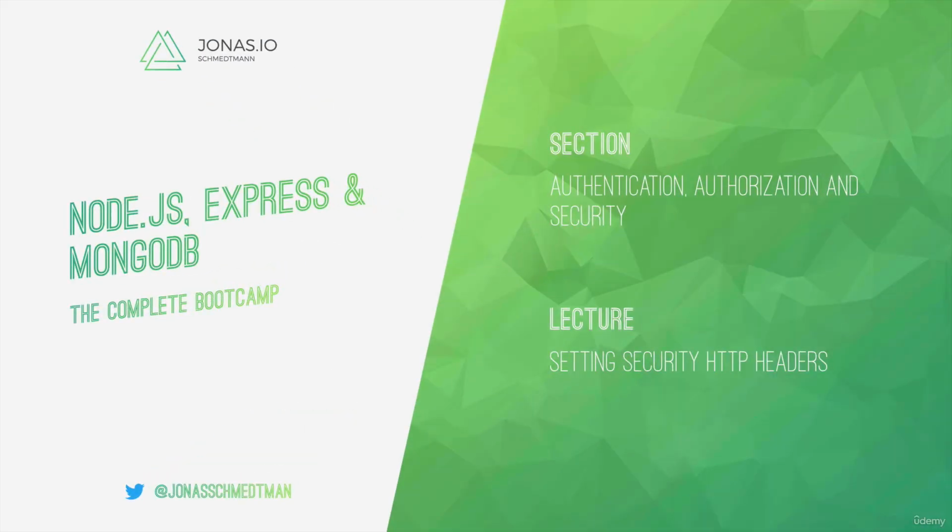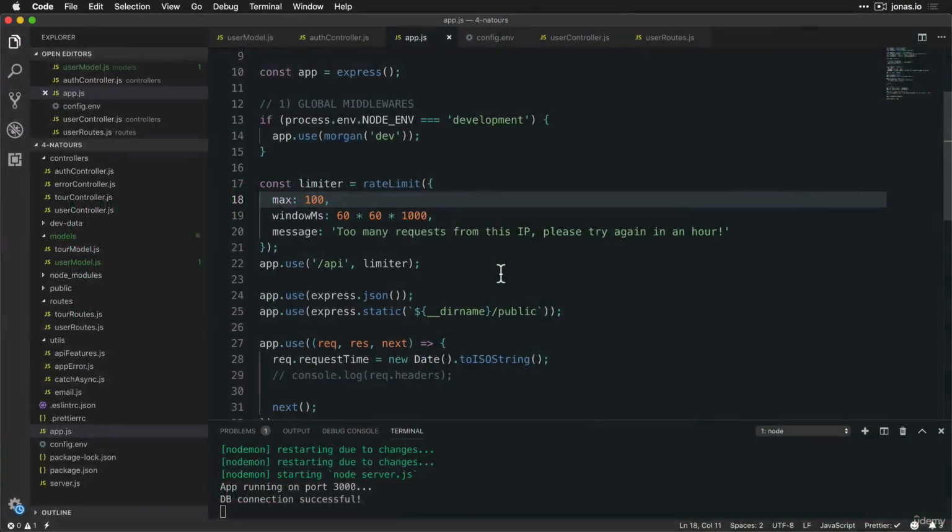So in this video, we're going to use yet another NPM package in order to set a couple of really important security HTTP headers. To set these headers, we will yet again use a middleware function, which will come again from an NPM package. So let's install that, and it's called Helmet.